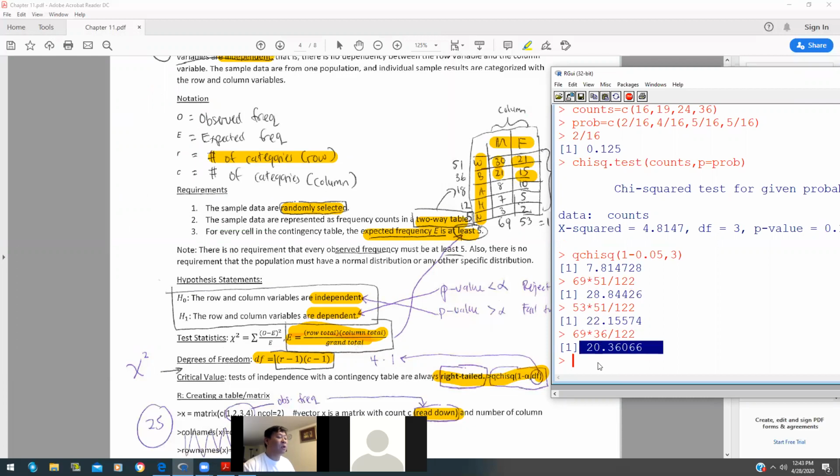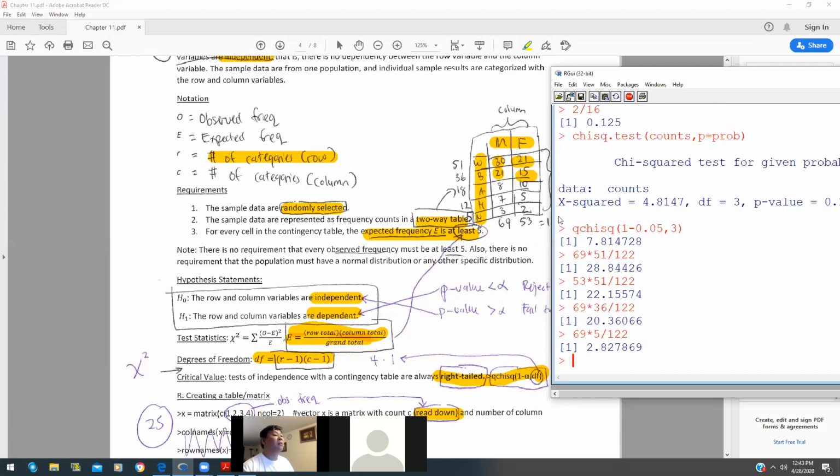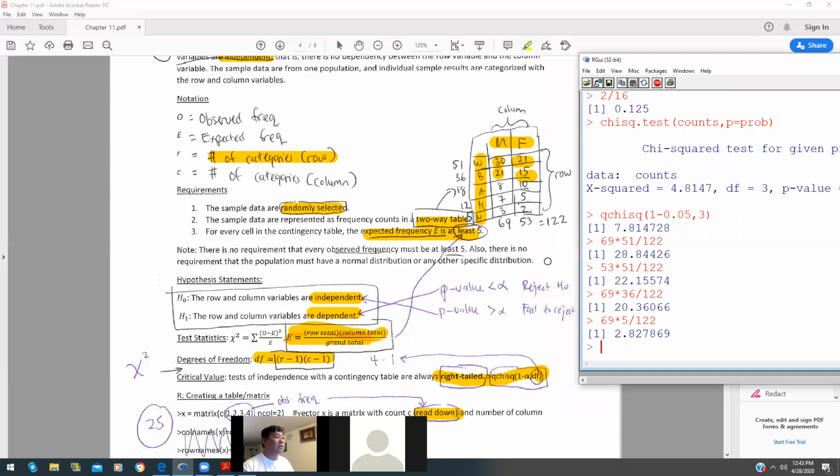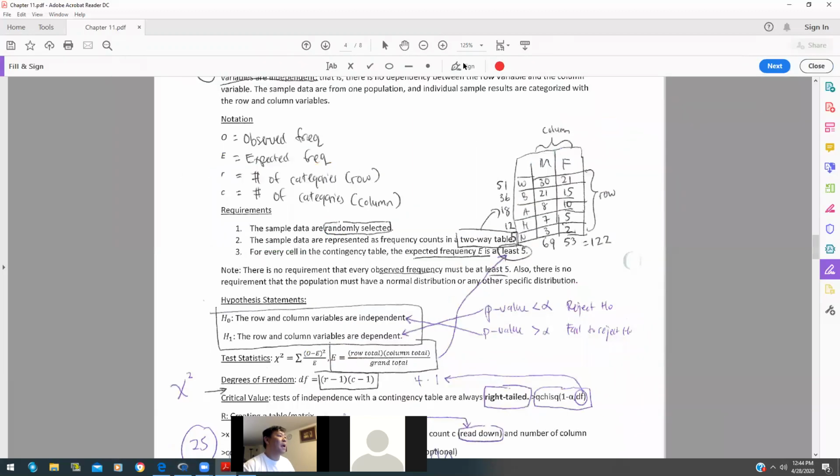So you have to keep on doing it until maybe the none case might be a problem because that is small. 69 times 5 divided by 122. Okay, that's a problem now, because for the none case, 69 times 5 divided by 122 is only 3, which is less than 5. So if you have this contingency table, requirement number 3 does not match here. So this does not match, no good.